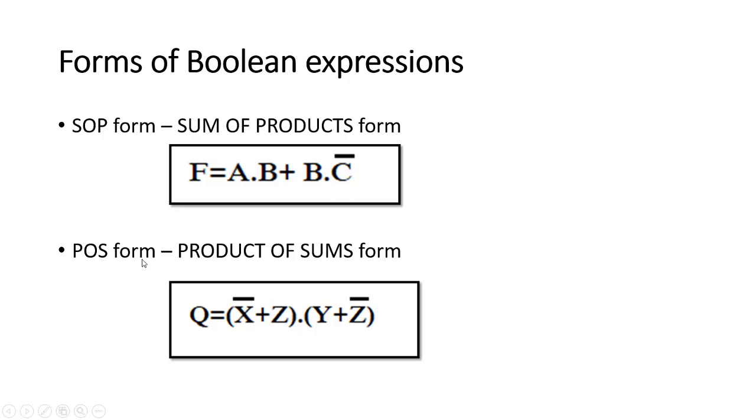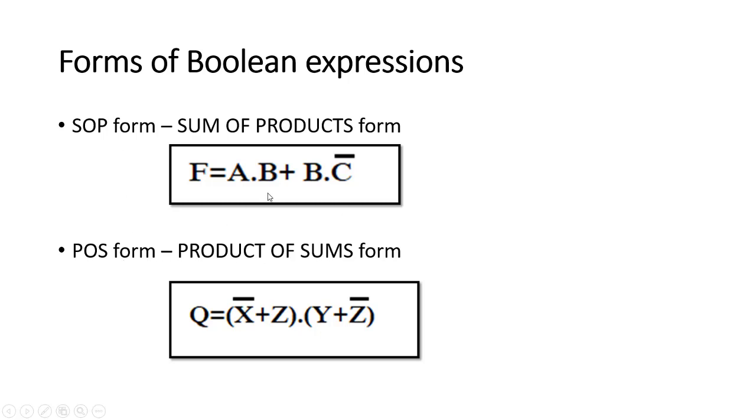And the second one is POS form, that is product of sums form. Here this is the product of these two sums. So Boolean expressions can be classified into two: SOP form and POS form.